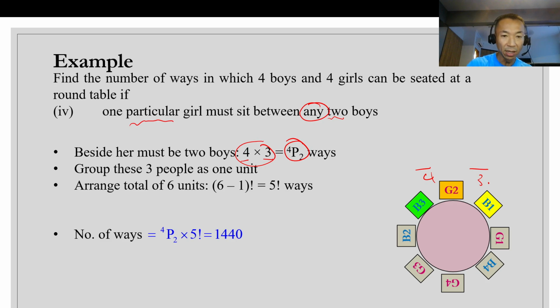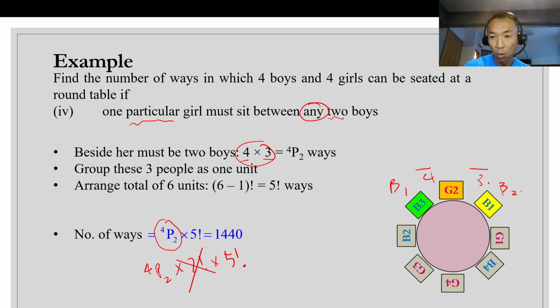Now, the common mistake here is, some of us may take 4P2 times 2 factorial times 5 factorial. This is wrong. You don't have to do another 2 factorial. Why? Because the moment you take 4P2, you have already taken into account the swapping of the 2 boys, because it's 4 ways and then 3 ways. The swapping was already counted when you did 4P2. So you do not add an extra 2 factorial here.